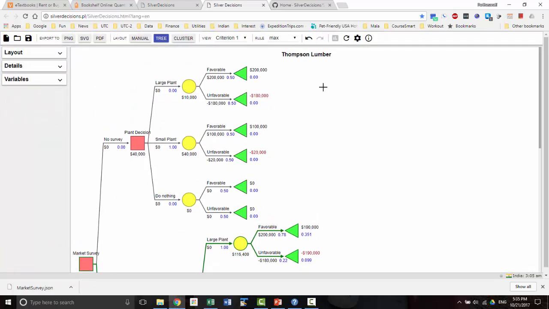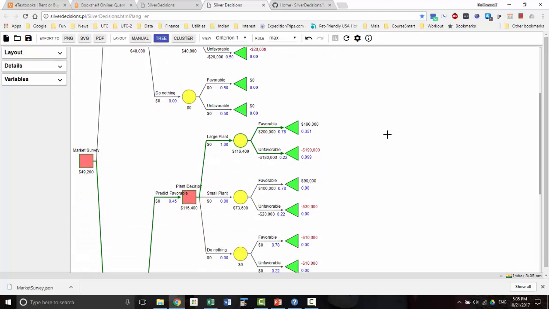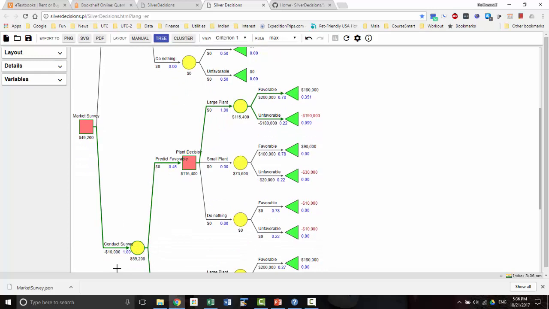All right, so now we have the Thompson number. No survey, the decision has an expected value of 40,000. Now, if you conduct a survey, that's going to cost you $10,000. So you see the net outcome for each terminal node, net of that $10,000. Here you get the expected value based on the revised probabilities, and then the maximum of these 3 decisions is here. So this is 116,400.